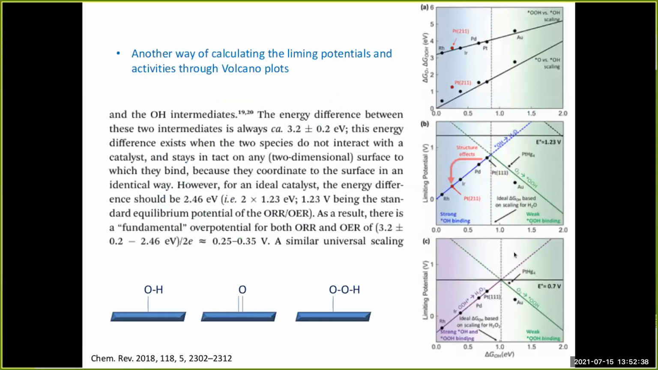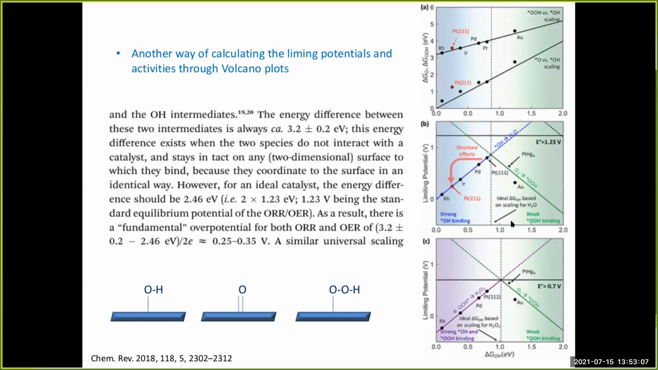So another way of calculating the limiting potentials and electrocatalytic activities is through volcano plots. From the Sabatier principle, an ideal electrocatalyst is one whose interaction with the adsorbate is neither too strong nor too weak. This means it has an intermediate interaction with the surface.